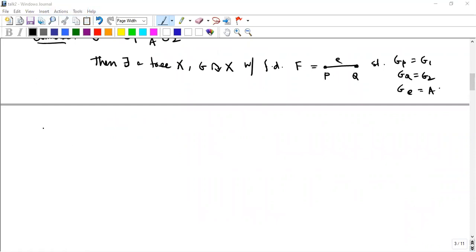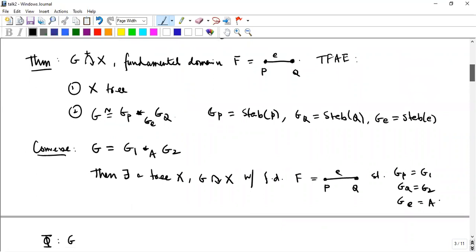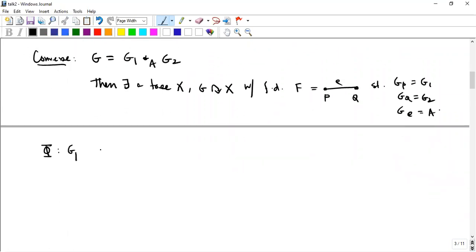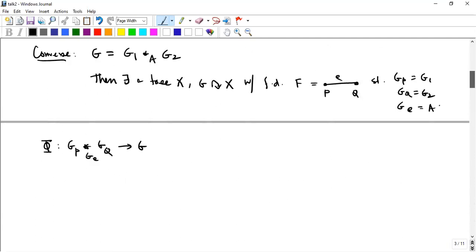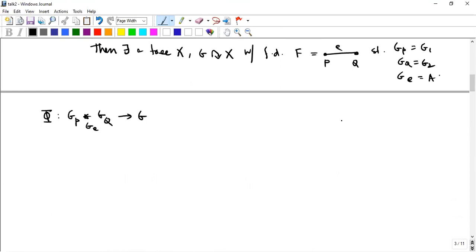The idea was, we're proving the theorem here, not the converse. I'll show you how to prove the converse as well. It's not hard. So there is a map phi from GP star GQ along GE to G. What is the map? GP and GQ are stabilizers of P and Q, so there are inclusion maps from GP to G and GQ to G. And GE is really the intersection of GP and GQ.